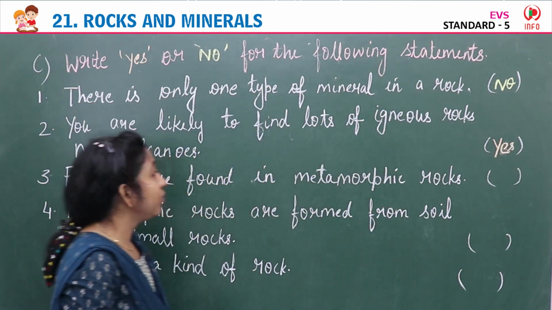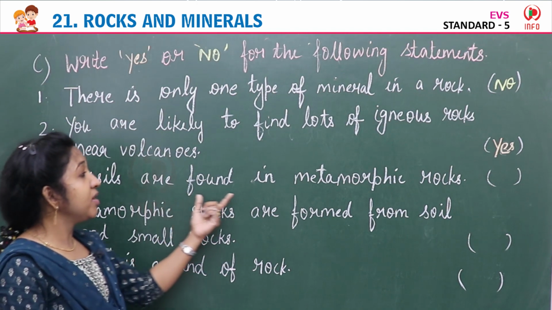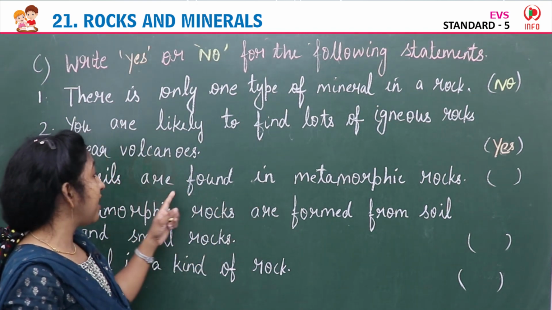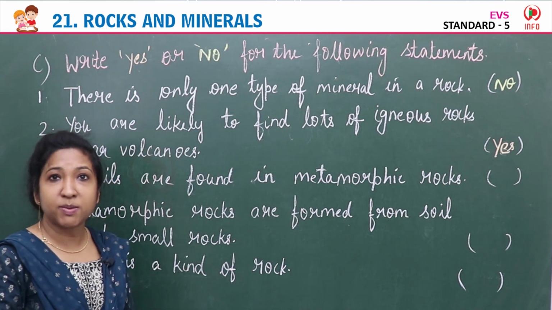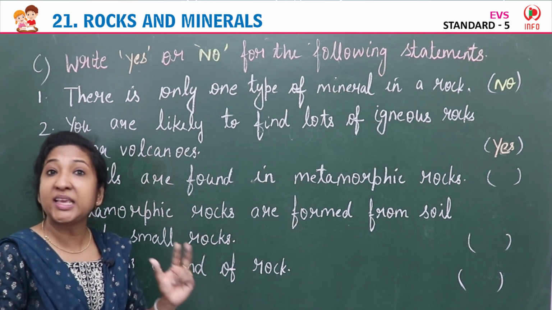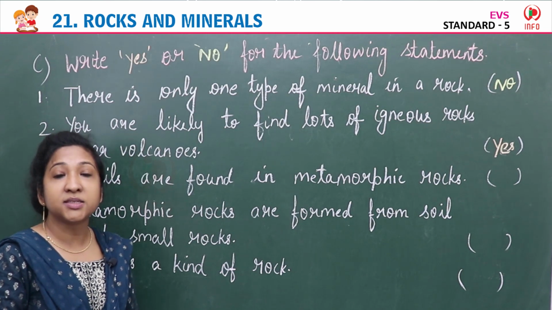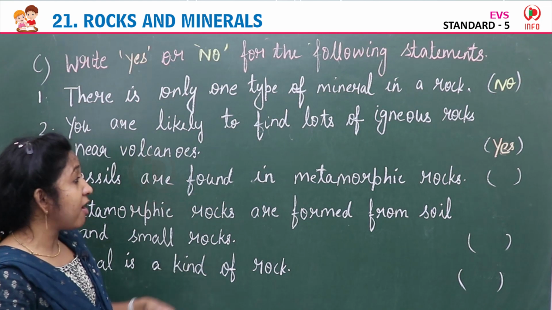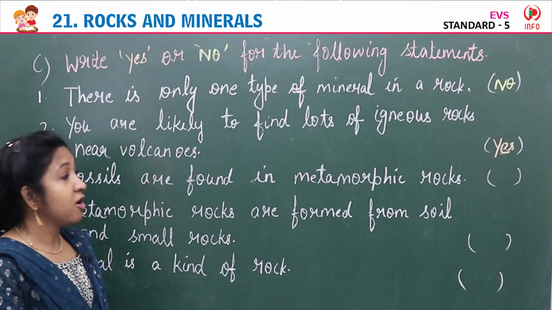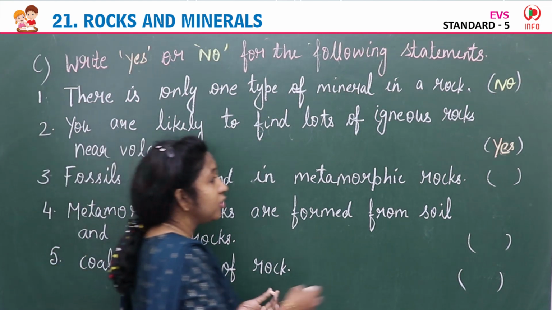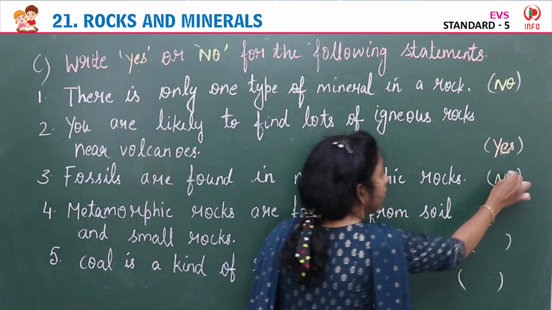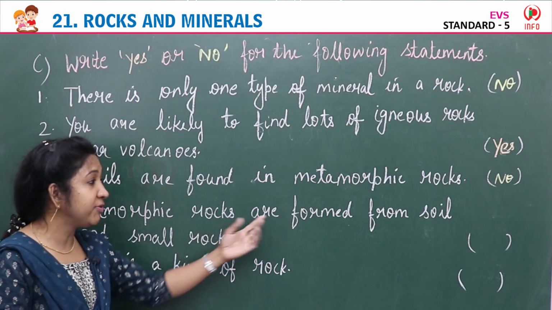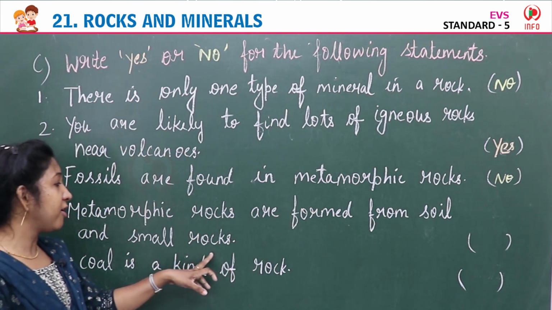Then third one. Fossils are found in metamorphic rocks. What about this statement? Metamorphic rocks are formed due to the heat and pressure, isn't it, of igneous and sedimentary rocks. So fossils are found in metamorphic rocks is a wrong statement. So write no in the brackets. N-O, no.